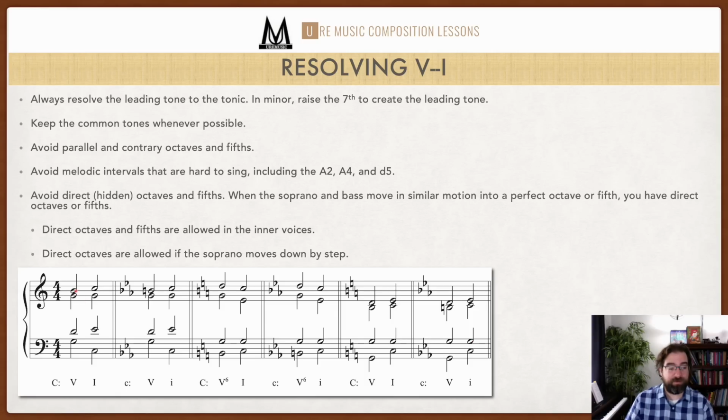Look at the leading tone. Leading tone resolves, leading tone resolves. Leading tone in the bass is resolved by the nature of the chord progression. Leading tone resolves, leading tones resolving.